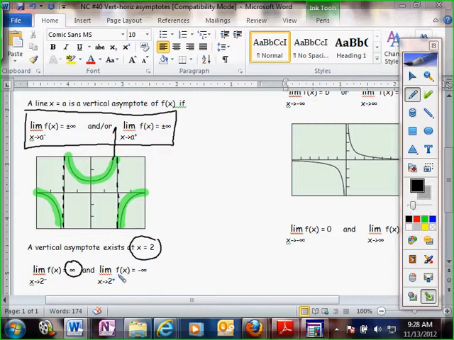As the limit of f of x as x is approaching 2 from the right, this means it's approaching from the right. This minus sign over here means that it was approaching from the left. So as x is now approaching from the right, and as x gets close to 2, my function is heading to negative infinity. And so that's how you would read those limit statements.